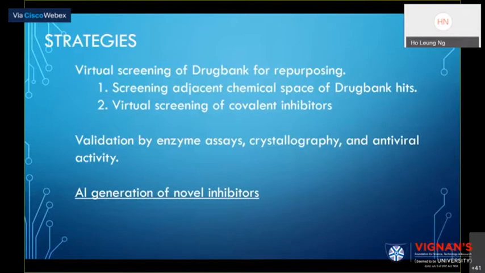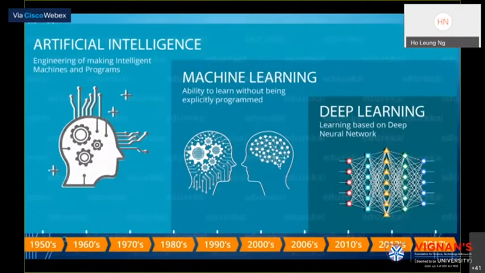Unlike repurposing, this is probably not the most efficient way of pushing towards real drugs. However, this is important because this is a way of developing the latest technologies for future drug design. So let me give you a very brief introduction to how AI is used for at least the chemistry of drug design. I don't want to make this too technical.